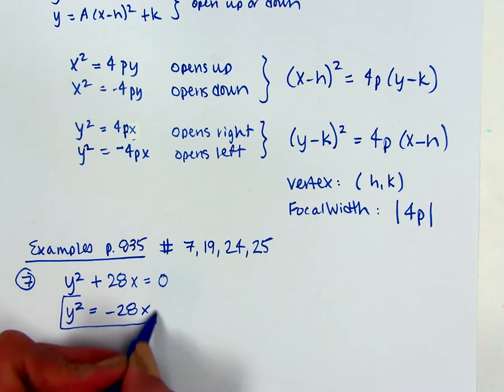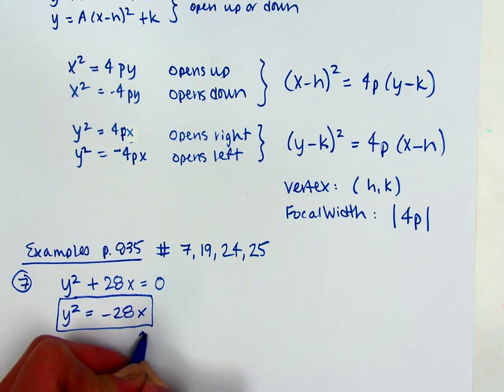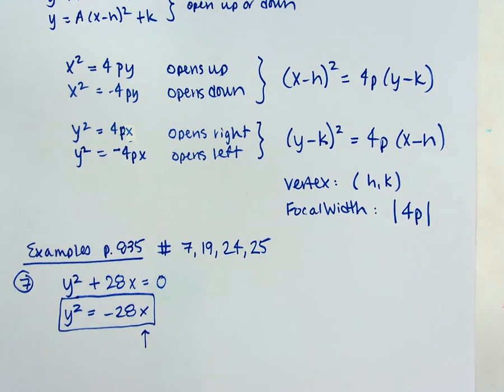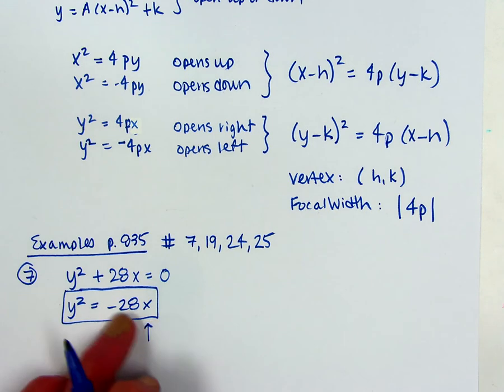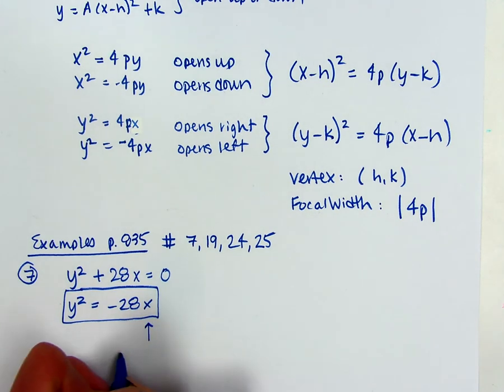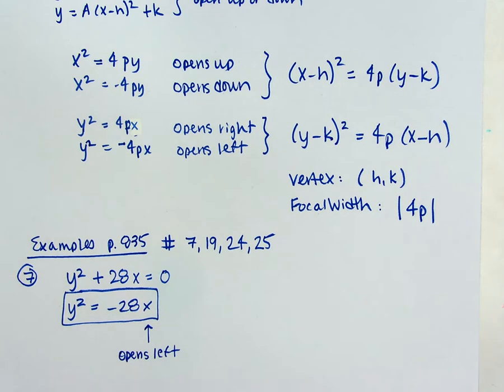So here's the form that I'm going to look at. This variable tells me which direction it's going to open to, and since it's a negative coefficient, it's going to go to the negative x direction, which tells me that it's going to open to the left. Since there's no number being added or subtracted to x or y, my vertex is at 0, 0.